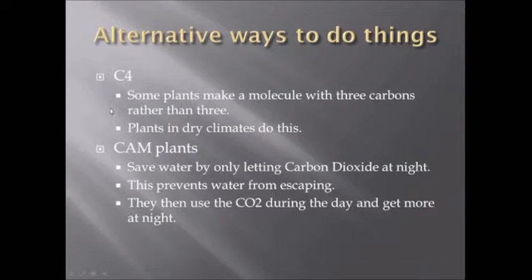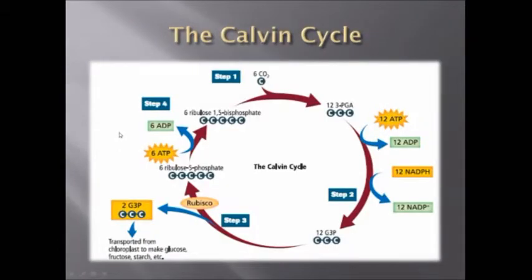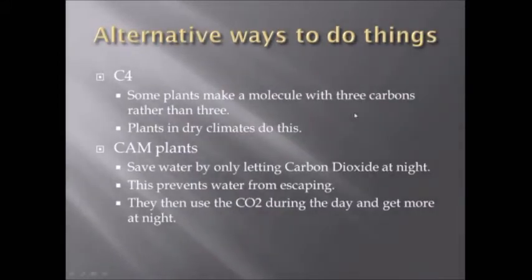Just know that the C4 pathway is an alternative way of doing the Calvin cycle, that rather than having 3 molecules right here, you're going to have 4. And plants in dry climates, like here around Riyadh, are the ones that are more likely to do the C4 pathway. The last one is called a CAM plant.